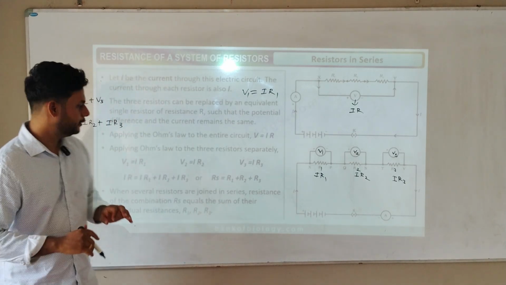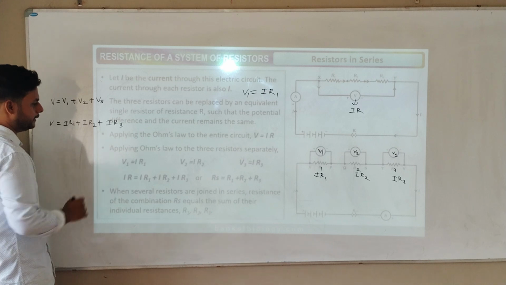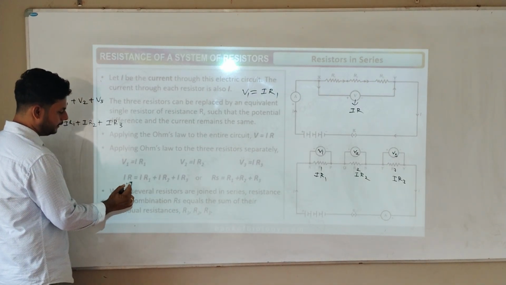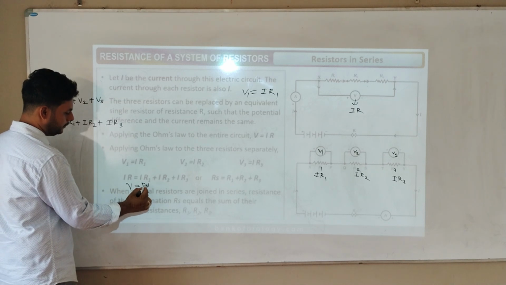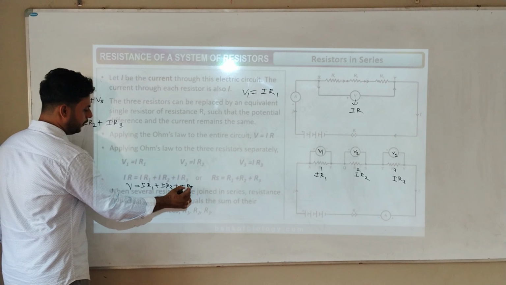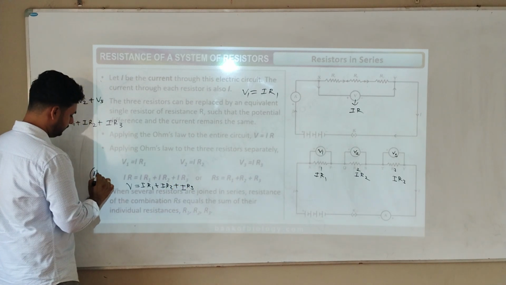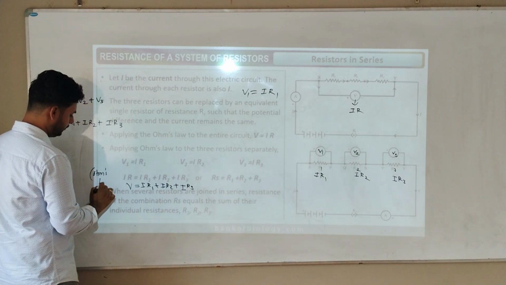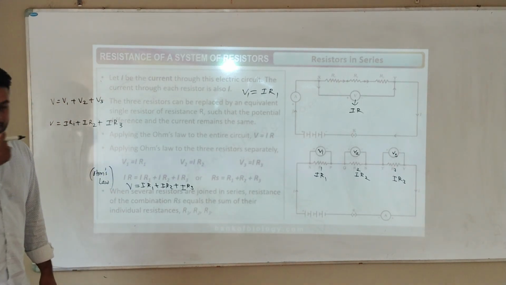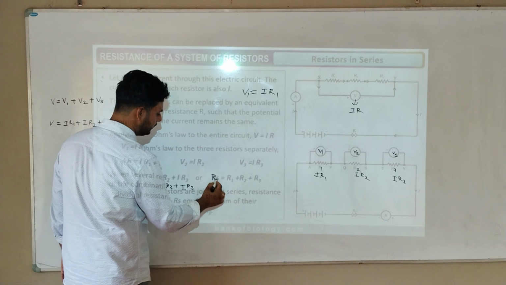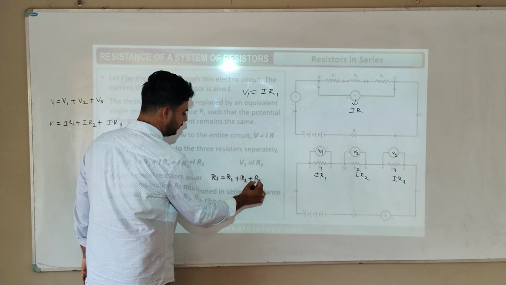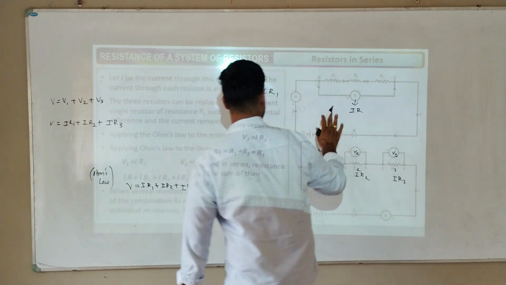Getting it? So the formula goes as IR1 plus IR2 plus IR3. So IR is equal to V, which is equal to IR1 plus IR2 plus IR3, according to Ohm's law. And RS, which means resistance, is equal to R1 plus R2 plus R3. So this is the most important.